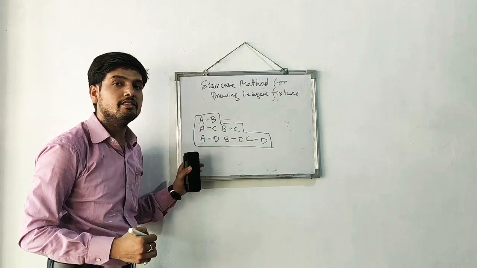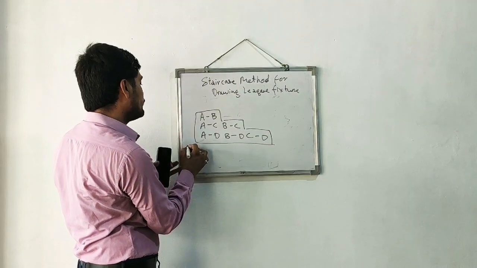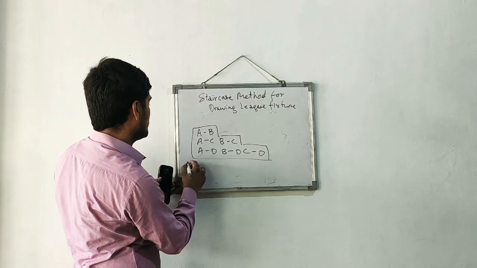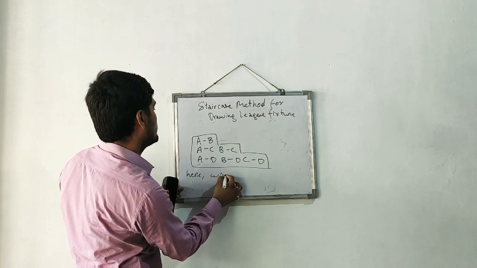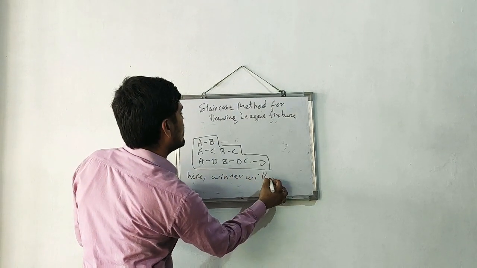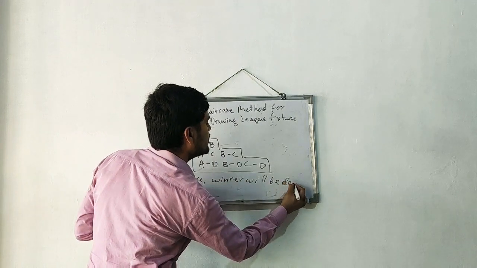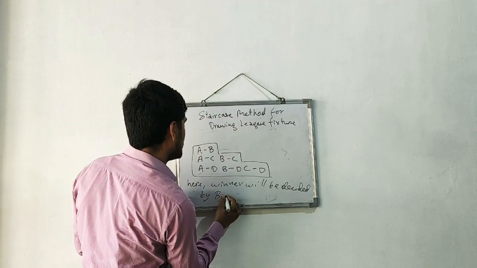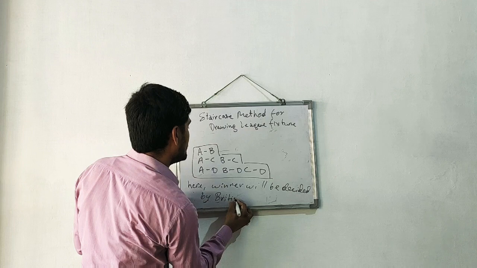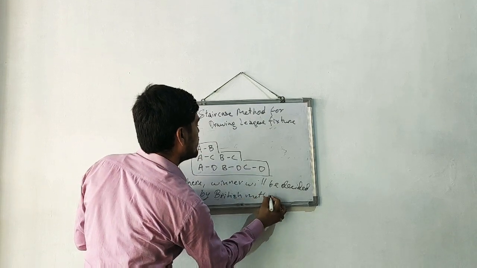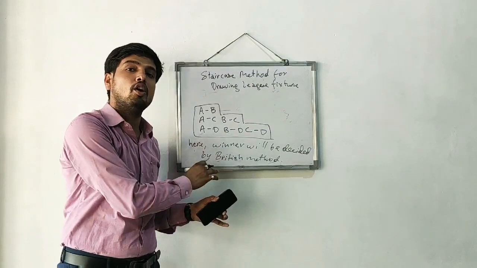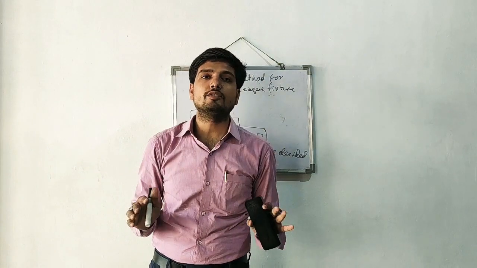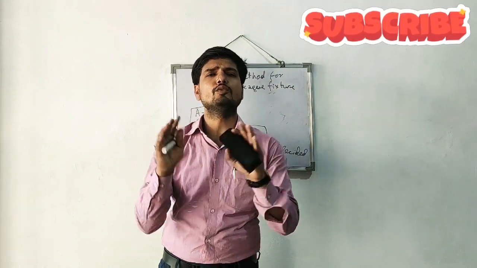Your combination fixture is ready, and at last you have to write the winner. Just write like this here: winner will be decided by British method, and if possible just write the formula of the British method. This way you can get full marks for combination fixtures, students. So this is very easy.